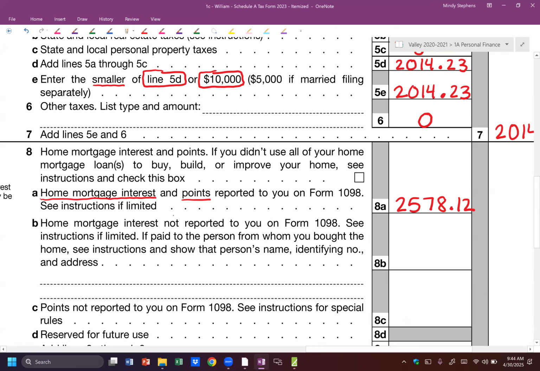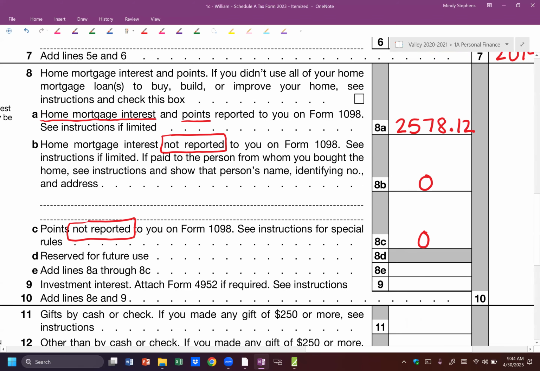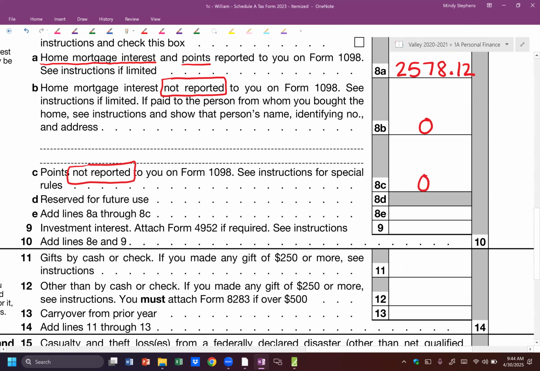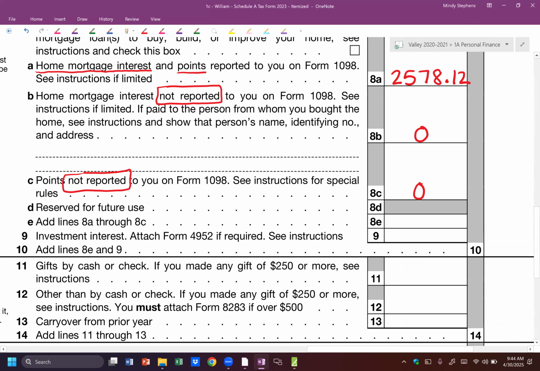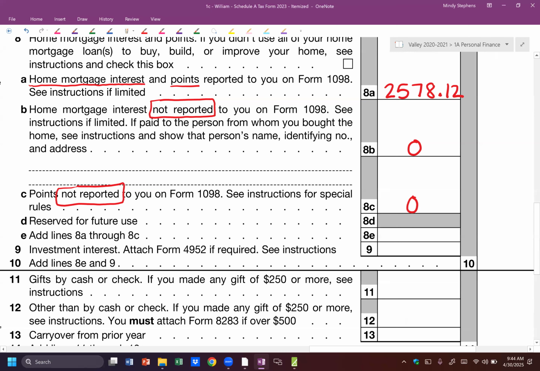B says home mortgage interest not reported, and C says points not reported. So both of those are going to be 0 because we don't have anything listed that says not reported. There's nothing on our list that says things that are not reported. 8D we skip. 8E, add 8A through 8C. So adding those together, I just get 2578.12.